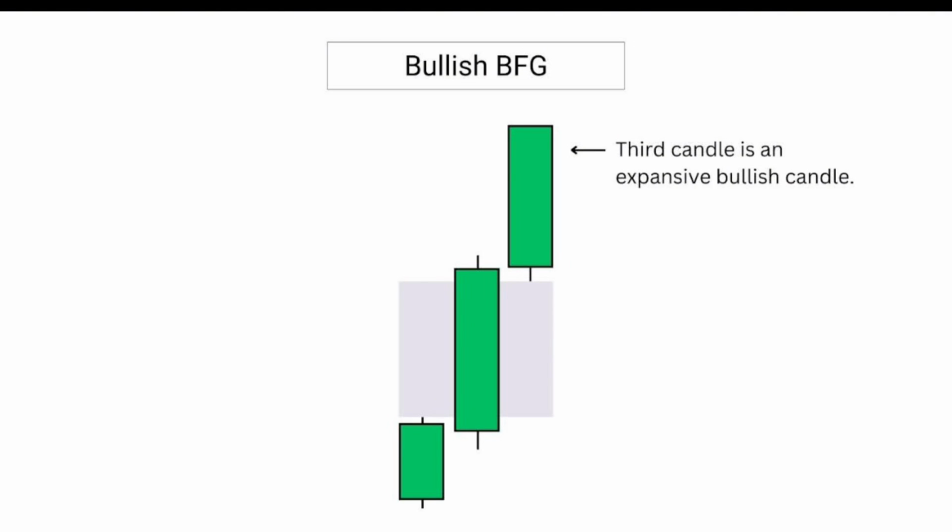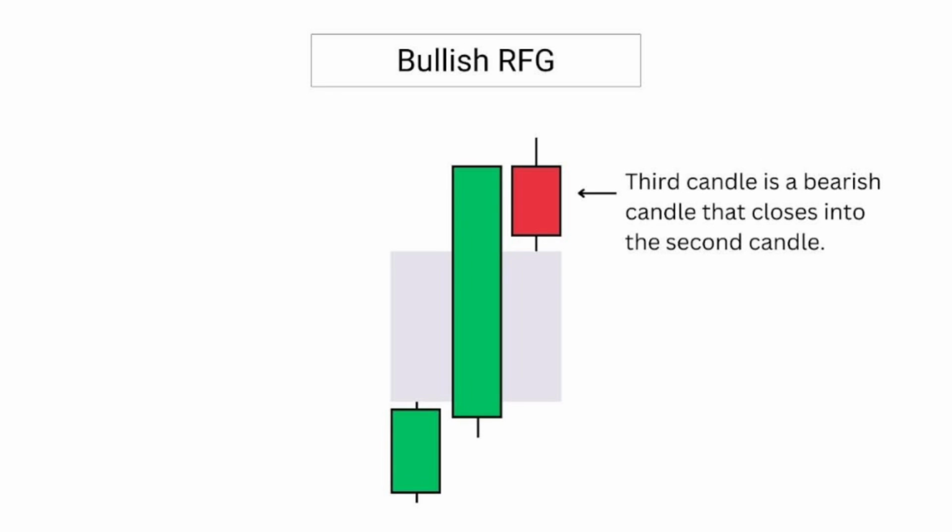And the next pattern is the rejection fair value gap. A bullish rejection fair value gap, or RFG, is formed when the third candle closes into the second candle. This implies weakening momentum and signals a weaker fair value gap that is unlikely to hold as support.